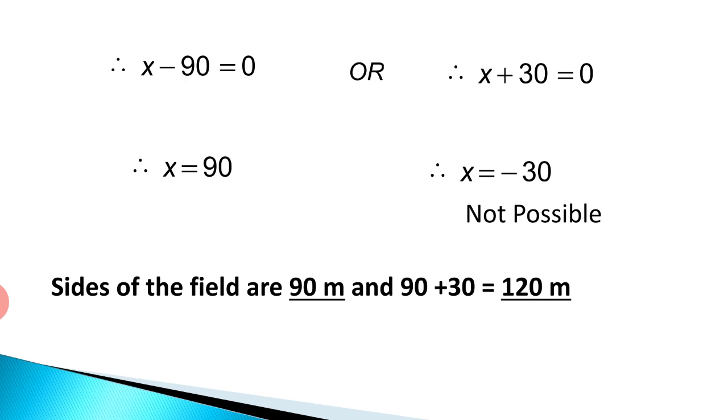So then shorter side is 90 meter and longer side is 90 plus 30, that is 120 meters. So what are these shorter side and longer side? So these are sides of the rectangular field. So we write sides of the field are 90 meter and 90 plus 30, that is 120 meter.